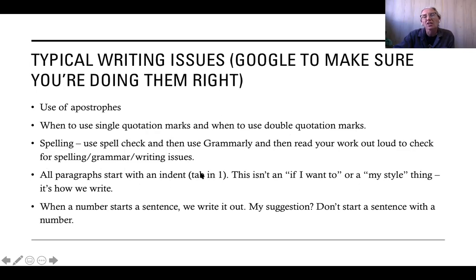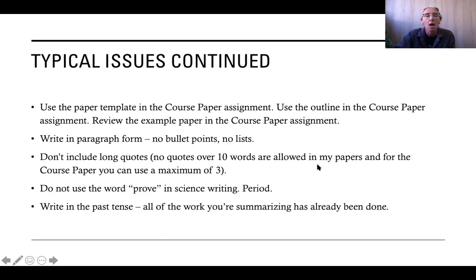You want to make sure that all of your paragraphs start with an indent, so tab in one. A lot of students say, well, I don't want my paper to look like that. That's what a paper looks like, so do it. If a number is starting a sentence, we write it out. So if you're starting off your sentence with the sample size, then you have to write that number out in word form. My suggestion, don't start a sentence with a number, period.